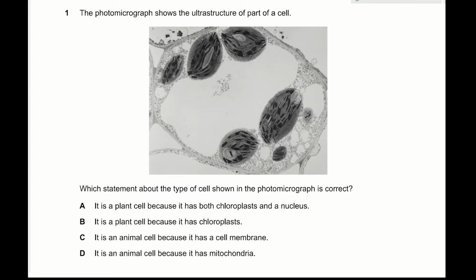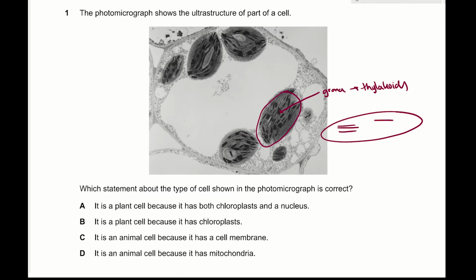Question number 1. The photomicrograph shows the ultrastructure of part of a cell. Which statement about the type of cell shown in the photomicrograph is correct? Now, this is clearly a plant cell because we can see the cell walls and the chloroplast, because here we could see the grana made of thylakoids, which look like stacks inside the chloroplast. So this is clearly a chloroplast. Now let's see the suggestions that we have here.